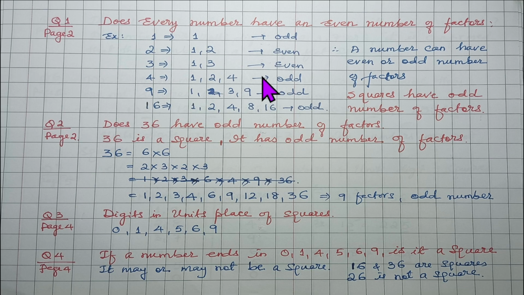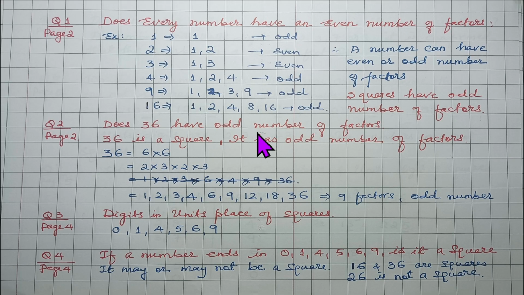But a very interesting observation here is, if you take 4, it is a square number, 16 is also a square number, 4 has 3 factors and 16 has 5 factors. That means both of them have an odd number of factors. Therefore, we can conclude that squares have an odd number of factors. Okay, remember that.